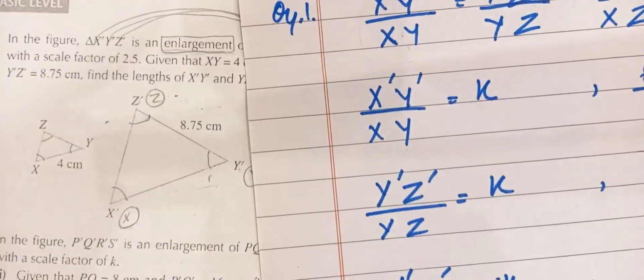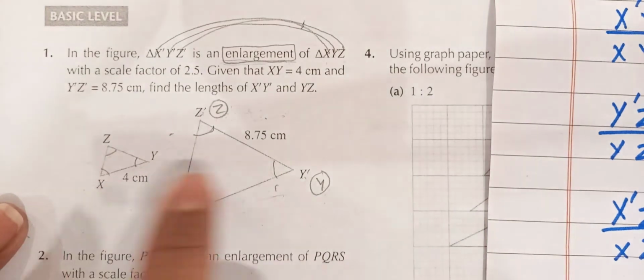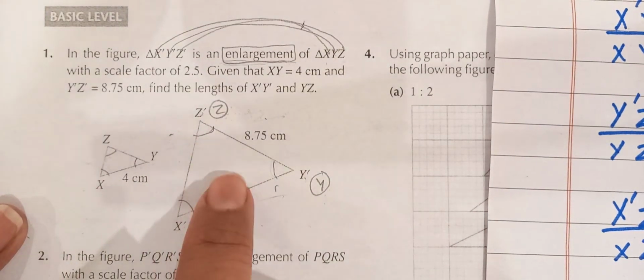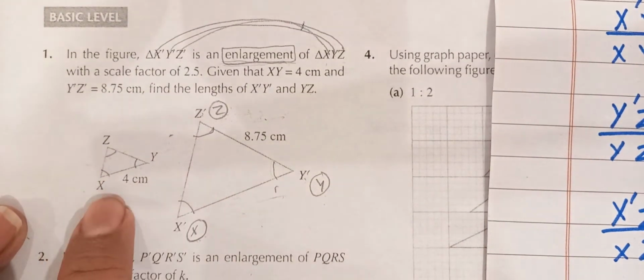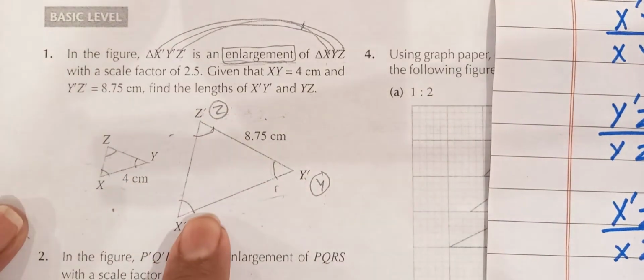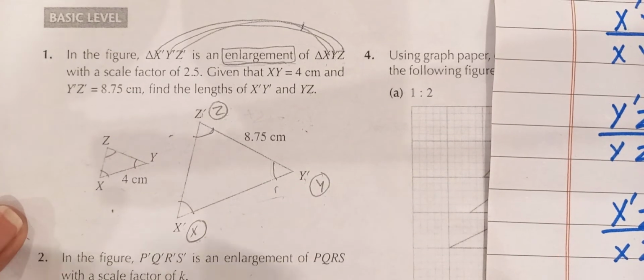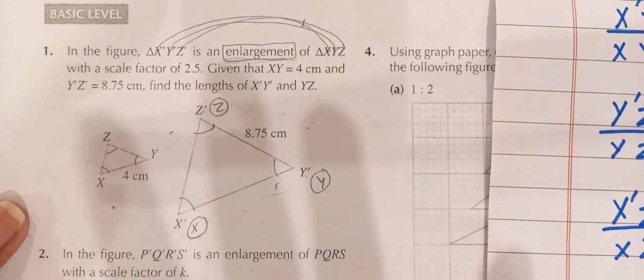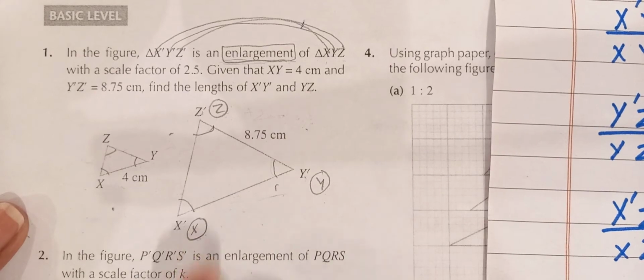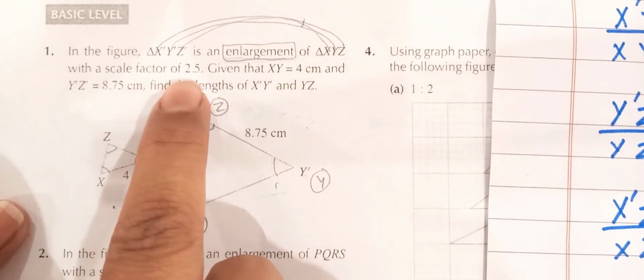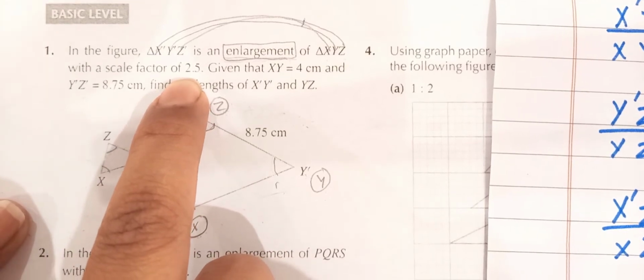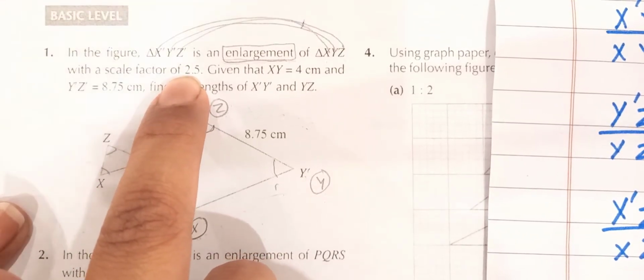So in this case, they have given that these are enlargements. The second triangle is the enlargement of the first triangle, so the angles are the same and the sides are proportional. They have told us in the question. So these 2 points are satisfied. That's why the second triangle is the enlargement of the first, with a scale factor of 2.5. They have given us the scale factor, the constant 2.5.